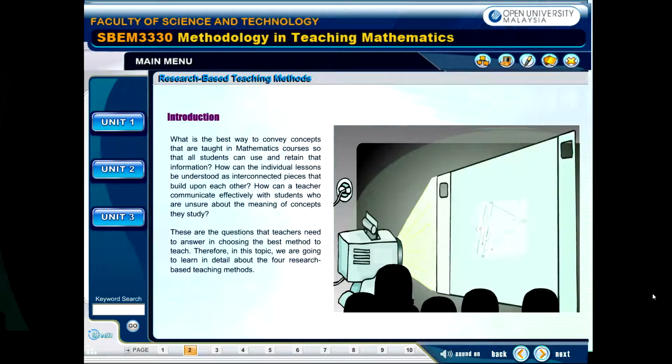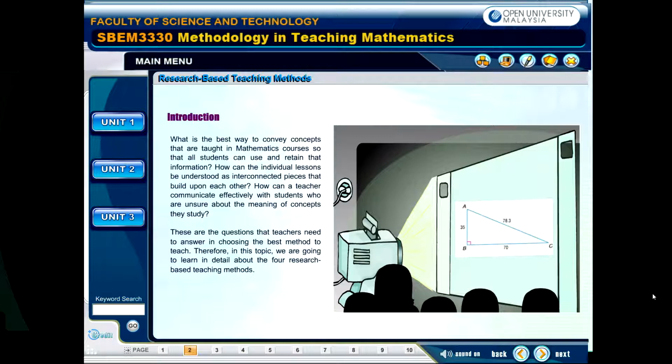What is the best way to convey concepts that are taught in mathematics courses so that all students can use and retain that information? How can the individual lessons be understood as interconnected pieces that build upon each other? How can a teacher communicate effectively with students who are unsure about the meaning of concepts they study? These are the questions that teachers need to answer in choosing the best method to teach.